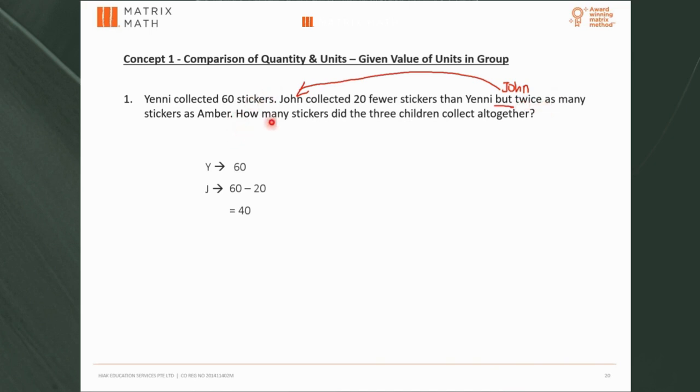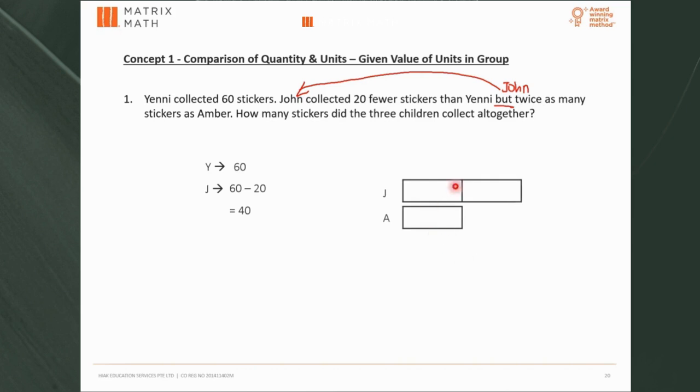Now, but before we find Amber, some of you may think, oh, let's do 40 times 2, because you say twice means always times 2. Now, that may not always be true, because you have to first understand who has 2 units. When you see the word twice, think of 2 units versus 1 unit. Okay, so let's be very careful on this. So if John has twice as many as Amber, if I were to draw a unit model out, that means John is the one who has 2 units, whereas Amber has 1 unit.